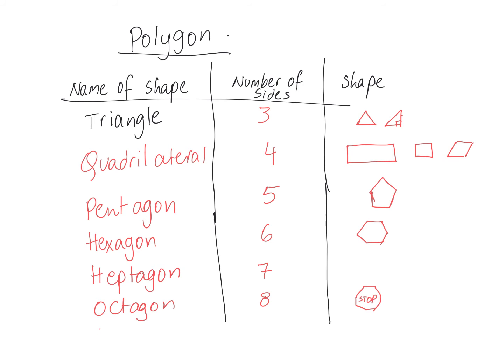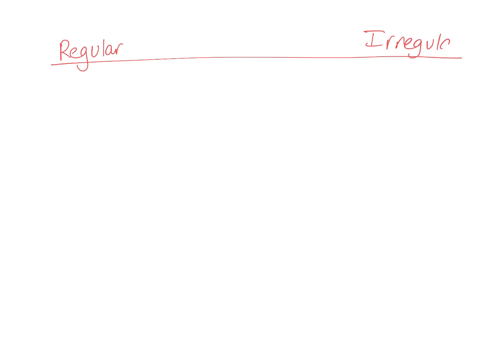And then you have nonagon, which has nine sides. And then you have decagon, which is 10 sides. And you can draw all these shapes. So, regular triangle. Irregular triangle. So let's start with the triangle.